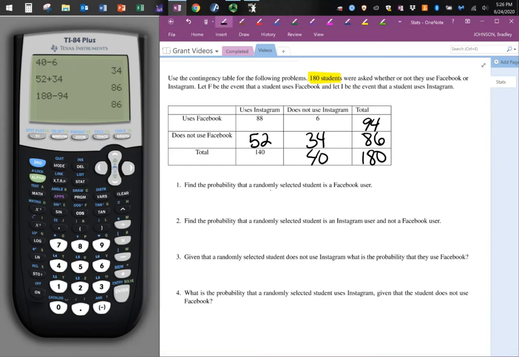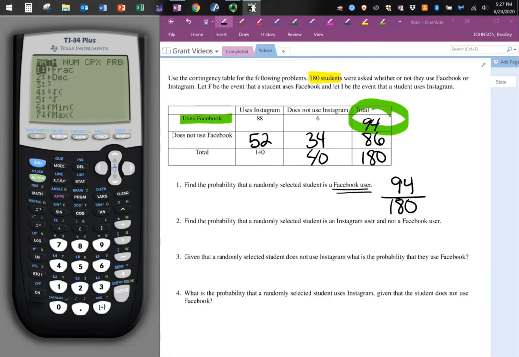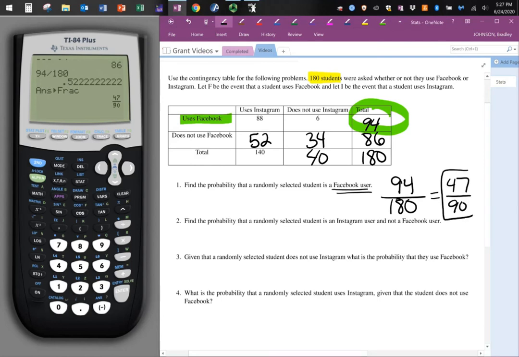Find the probability that a randomly selected student is a Facebook user. So what I'm going to do is look at uses Facebook. Well, that total would be 94. So 94 use Facebook out of 180 total students. So that would be my solution. And I don't necessarily like those weird decimals, so I'm going to hit the math button and choose number 1, fraction, and then hit enter, and you'll get 47 out of 90. And that would be my solution for are they a Facebook user.